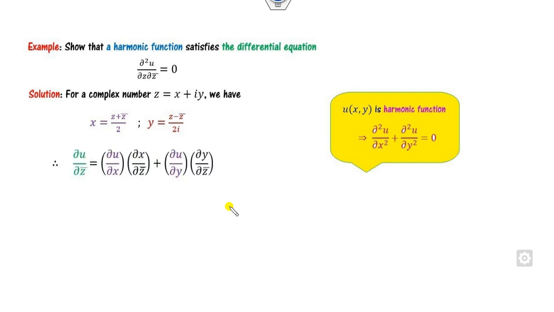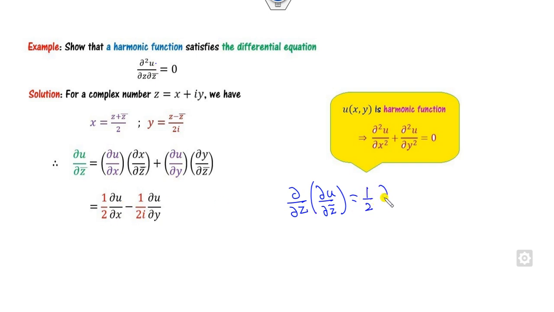Now I can substitute these values. What is the value of this? You can see, what is the partial derivative of x with respect to z bar? It's a half. What is y with respect to z bar? It's minus 1 over 2 iota. So I can substitute here. Now in order to find this, I have to take this value. Fine. So this means the complete value. So half I can take outside. So this is the partial derivative of u with respect to x, minus 1 by 2 iota is outside, half the partial derivative of u with respect to y.